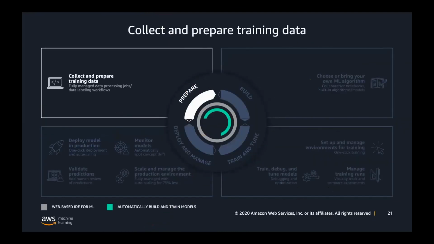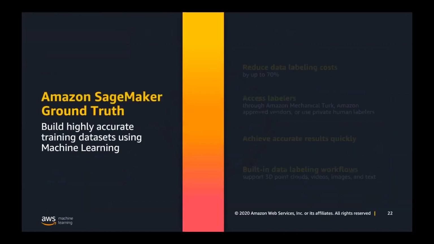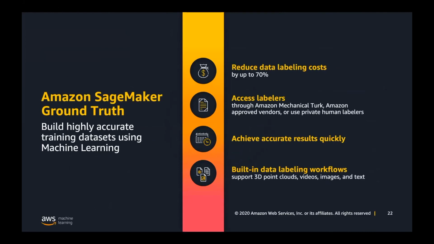Okay, let's come to the first step of SageMaker, preparation of the data. We have two features here in the preparation of data. One is Amazon SageMaker Ground Truth, which is used for labeling, and the second one is SageMaker Processing. Let me quickly talk about SageMaker Ground Truth. SageMaker Ground Truth is a feature of SageMaker that is built to create the training data that you need to build the models.